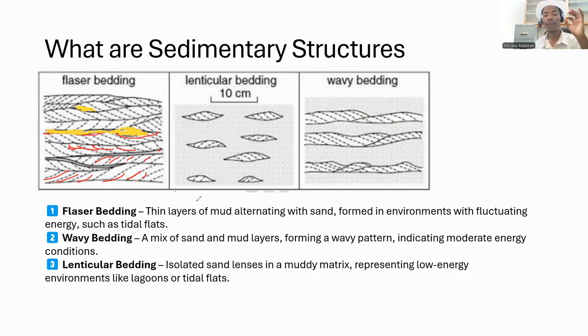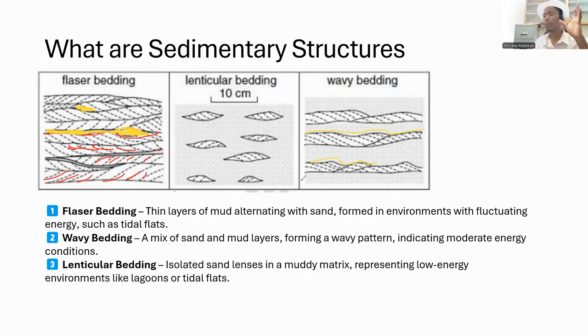But on the other hand, the lenticular bedding is a mix of sand and mud layers forming a wavy pattern. You can tell they are in the form of waves. So this is a mixture of sand and mud layers forming a wavy pattern. This would indicate moderate energy conditions.